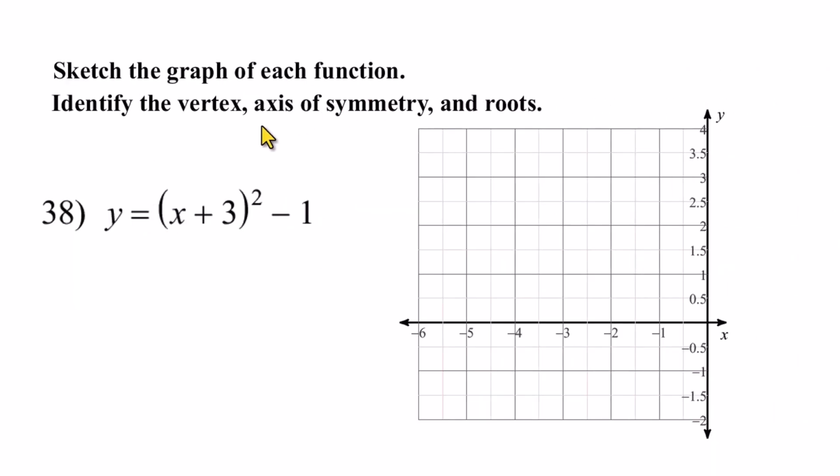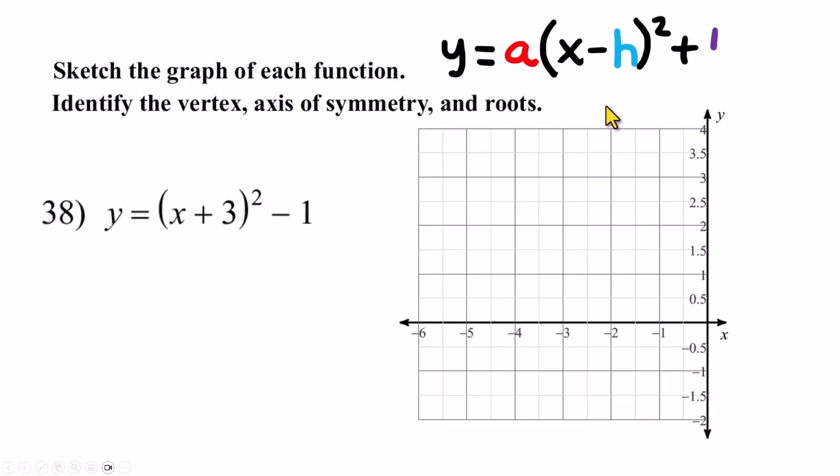Sketch the graph of each function, identify the vertex, the axis of symmetry, and the roots. This is a quadratic function, you can tell because there's a square there, so we're going to use something called the HK form. It's already in that form. The A is the number up in the front. Right here it's a 1. I know you can't see it, it's invisible. A tells you whether the thing is opening up or opening down.